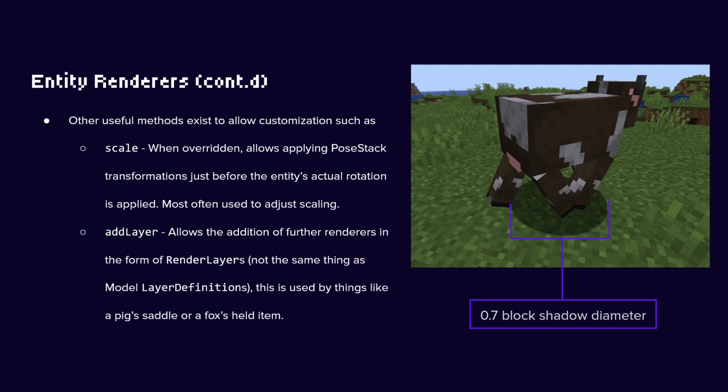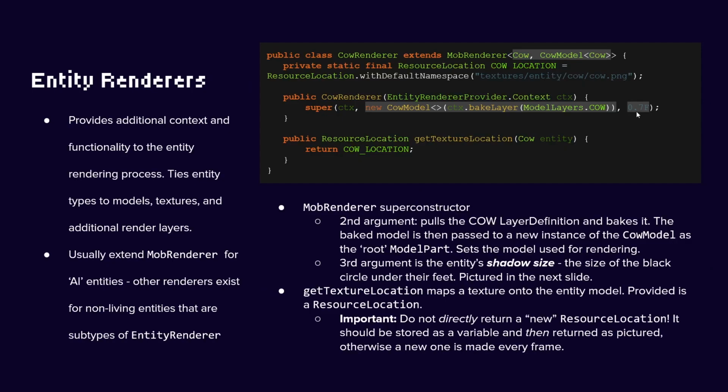And then add layer. These are rendered layers, not layer definitions, different things. Those let you attach additional renderers to a renderer. Pigs use it for their saddle, or foxes use it for the item they're holding in their mouth. That's a render layer. And also, as I mentioned, this is a 0.7 block shadow diameter. That's what the shadow size is. It's that black circle that's specified right here.